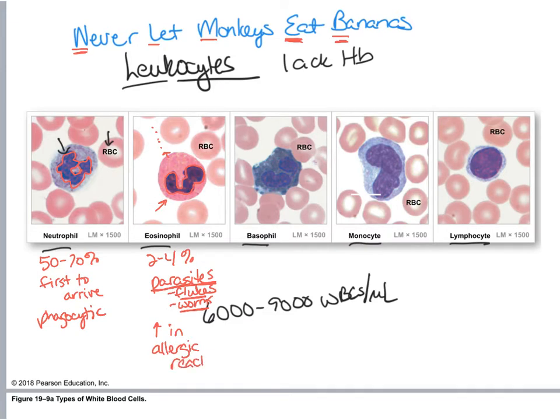So if a patient were to have an allergic reaction to a particular drug, for example, and you drew their blood, you would see an increase in the eosinophil count. Next, we have the basophils. The basophils make up less than 1%. So, right, they are the least common of all the white blood cells.